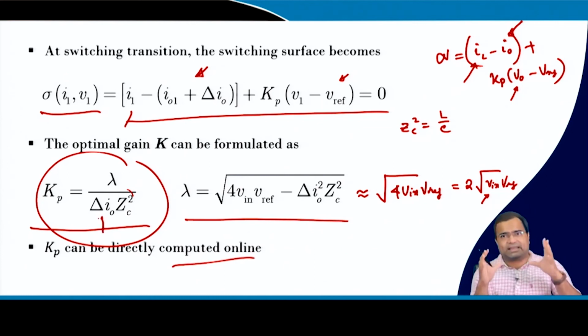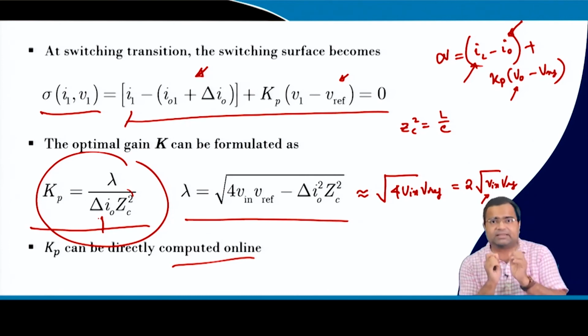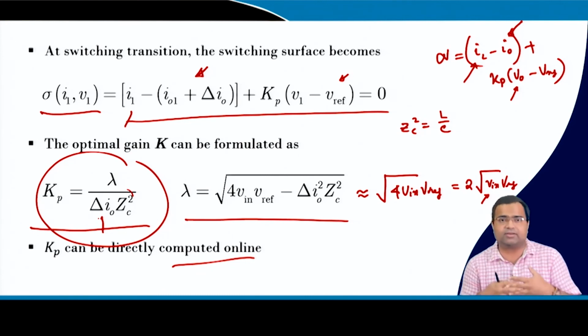Even if you do not know the exact value, if you can know somewhat close, it is fine, and you can get a much better response than the linear control. But if you can estimate the load step or load current, or if you can sense it indirectly in case of LED driving and other applications, then this is not a problem.